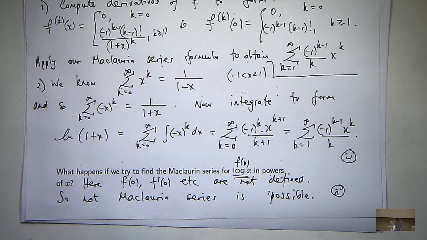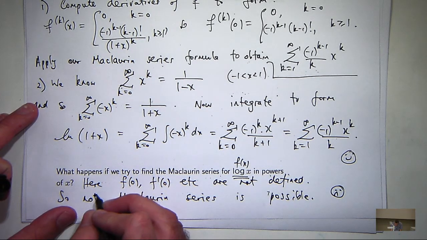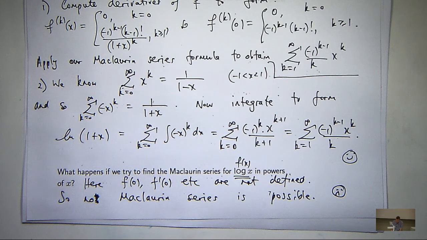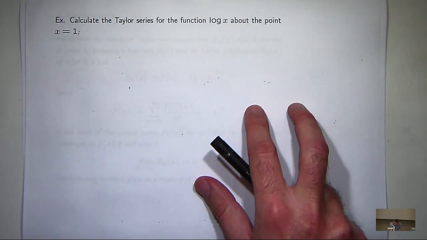And so no Maclaurin series. The T is silent. It's French. Sounds a bit German. So that's a couple of ways of getting good value for your effort.